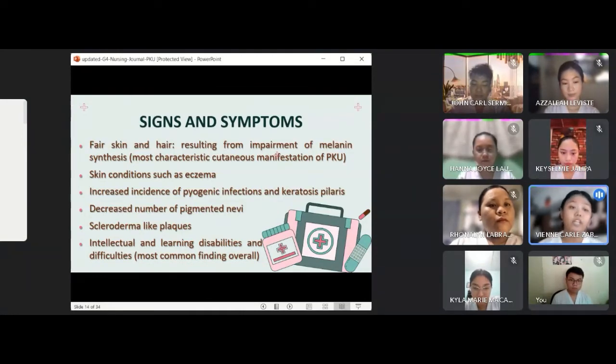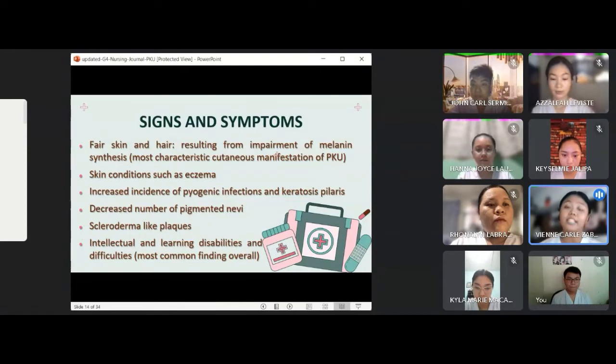Next, we have skin conditions such as eczema, also known as skin rashes, because of the increased levels of PHE and the products of its breakdown. Next, we have increased incidence of pyogenic infections and keratosis pilaris. The pyogenic infection is a local inflammation of skin, soft tissues, and bodily parts, while keratosis pilaris is seen at a higher rate in PKU. Decreased number of pigment nevi, or what we call moles. It is usually brown or black and flesh colored.